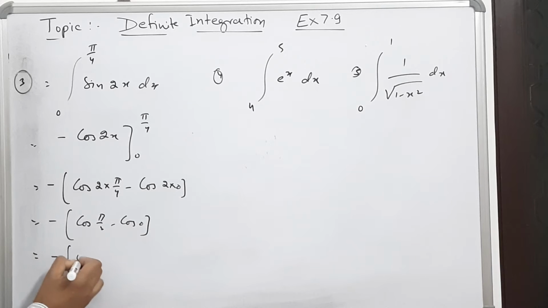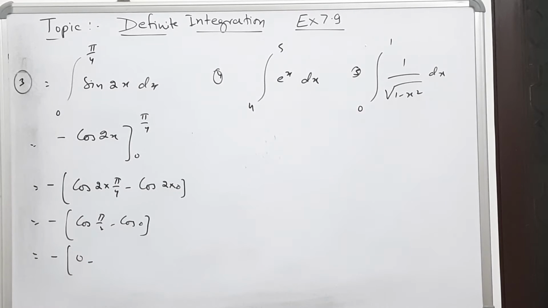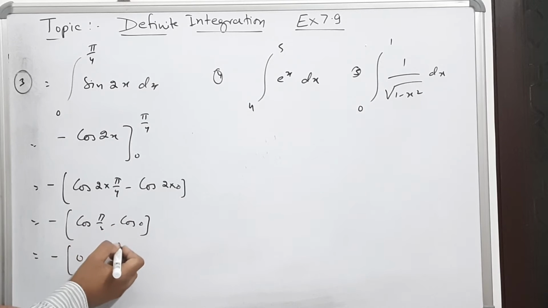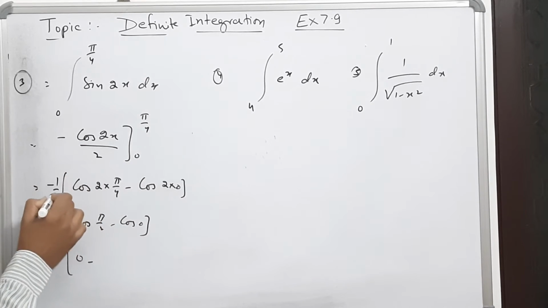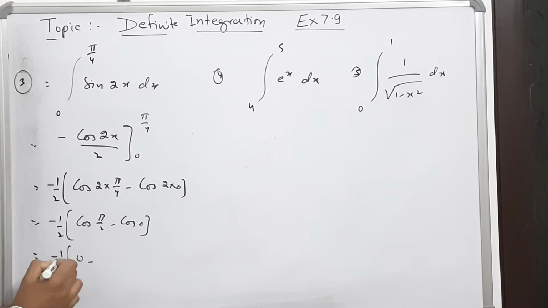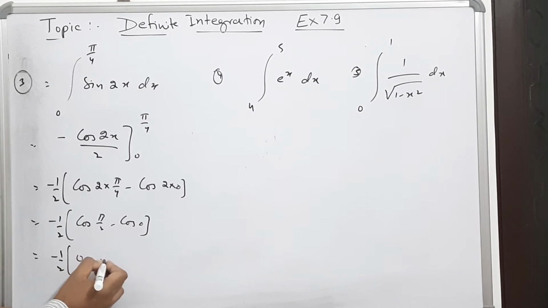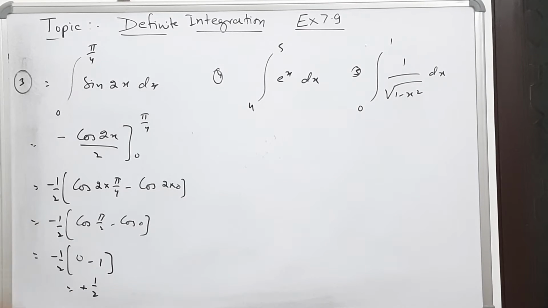So the answer is cos pi by 2 minus cos 0. And you all know that the value of cos pi by 2 is 0. So it is 0 and this part will be, and divided by 2 also. Sorry, I made a mistake. Divided by 2 also. So you write this 2 in the front. So it is 1. So final answer is plus 1 by 2. So that is the area under the curve.